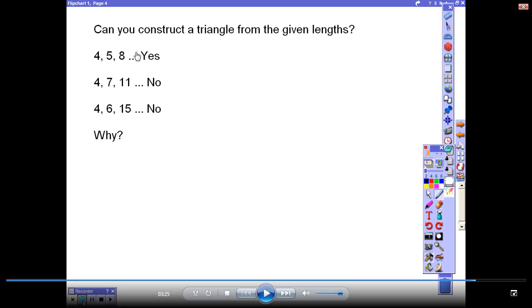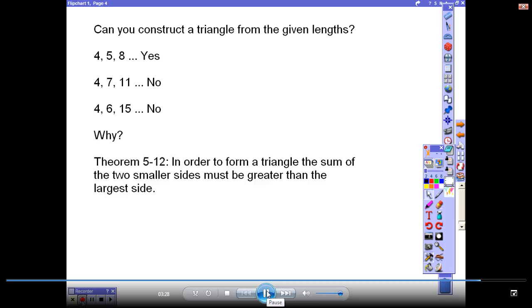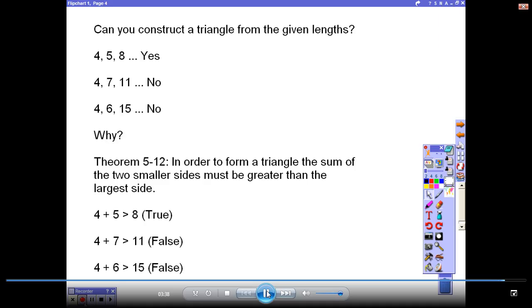Take a look at these 3 examples that we've been looking at. What is it about this first example that allows us to say, yes, this will form a triangle? What is it about these 2 examples that don't allow us to form the triangle? Think about that for a second. Now what I hope came to your mind as you looked at that is this theorem right here. In order to form a triangle, the sum of the 2 smaller sides must be greater than the largest side.